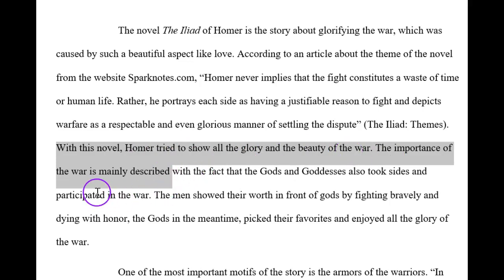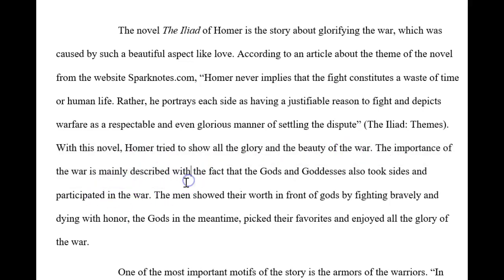The importance of the war is mainly described with the fact that the gods and goddesses also took sides and participated in the war. The men showed their worth in front of the gods by fighting bravely and dying with honor. The gods in the meantime picked their favorites and enjoyed all the glory of the war.